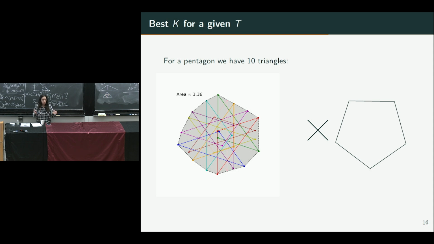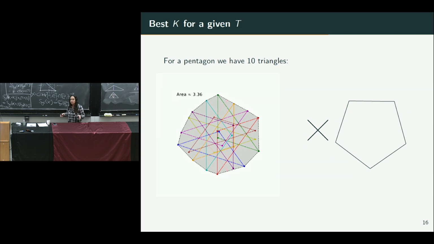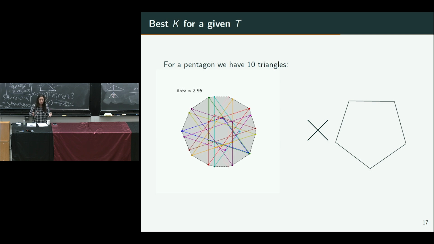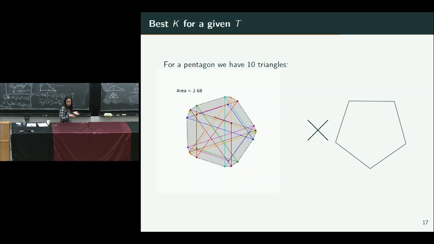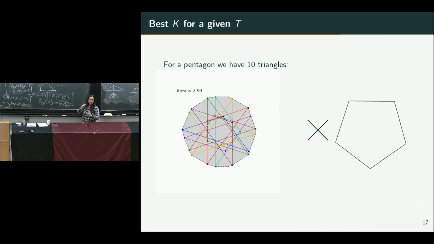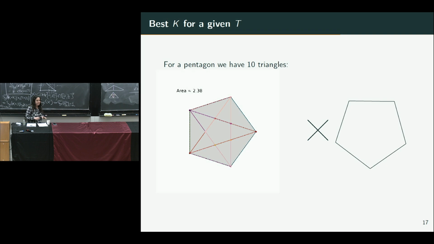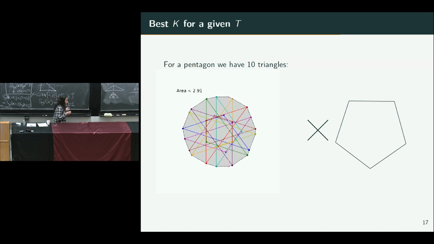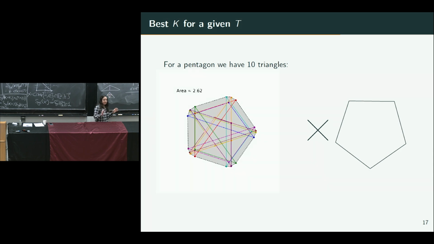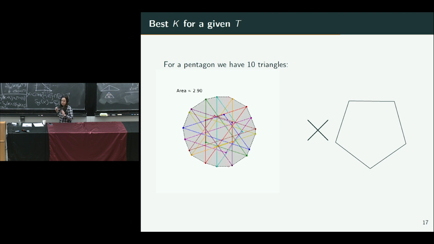And now our game is to try and minimize the area over all translations of these 10 triangles. And when we try to do that, we get that actually these triangles could be translated into being a pentagon, a regular pentagon itself, the same one rotated by 90 degrees. And this would be the optimal, the minimizing area over all translations of these 10 triangles.